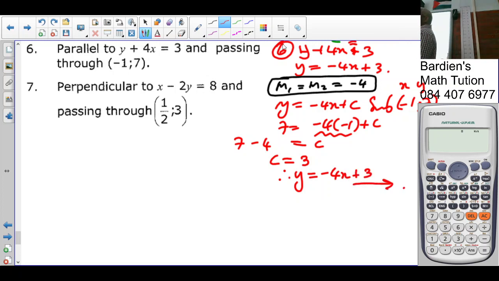Okay, any confusion here, people? No. See how much time I'm spending on this? Because it's very important to understand. Okay. Next one. If lines are perpendicular.